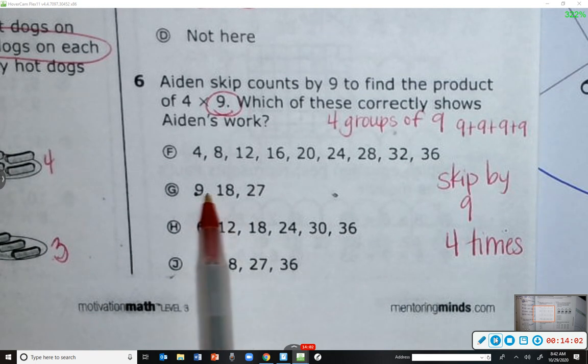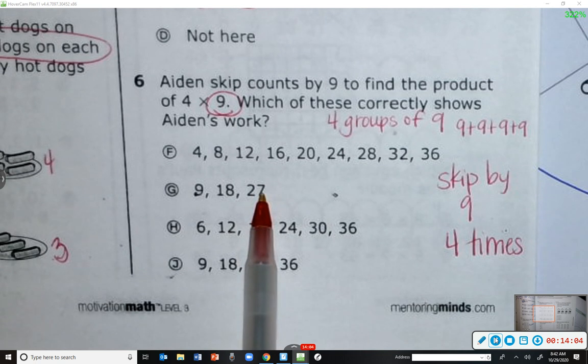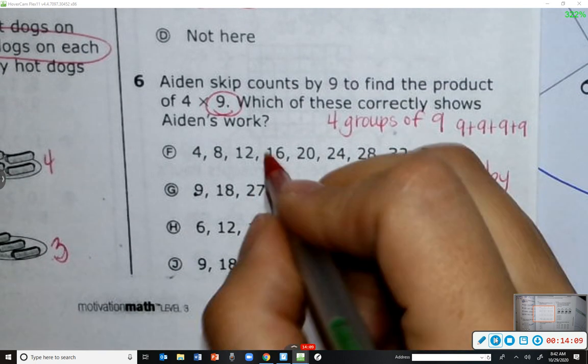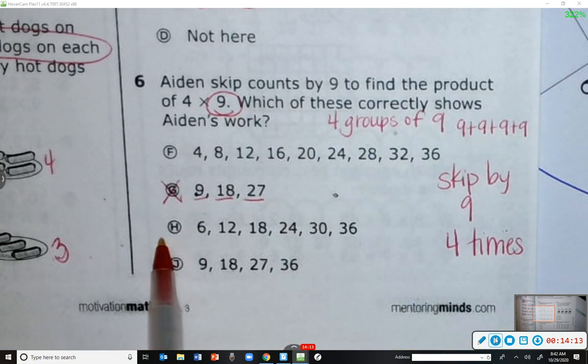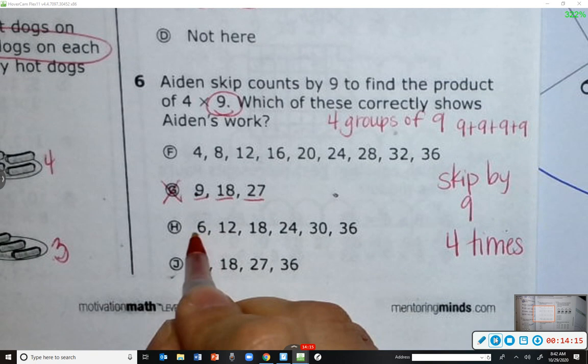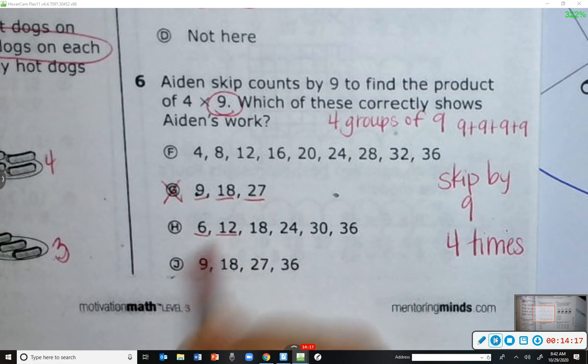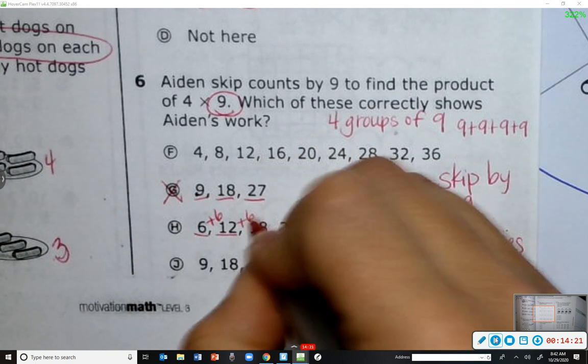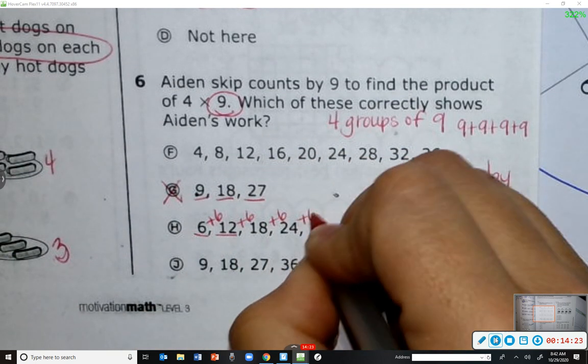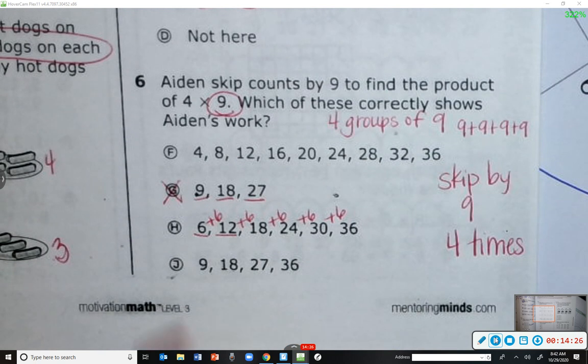Okay, what's wrong with G? It's skipping by 9s, but only 3 times. Good. It only skipped 3 times. 1, 2, 3. H. What are they skipping by to get from 6 to 12? 6. So every number is adding 6 each time. Okay? So it can't be H.